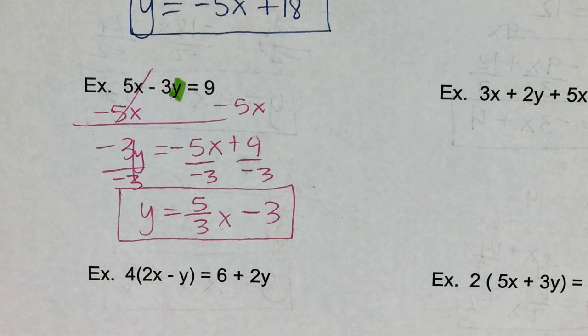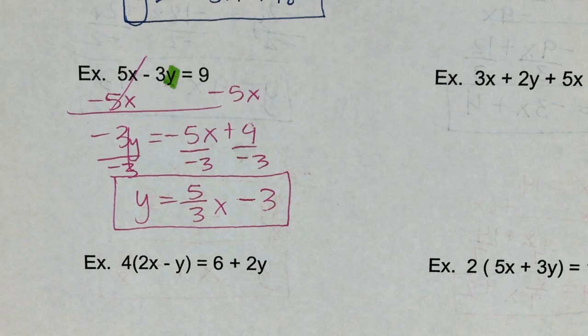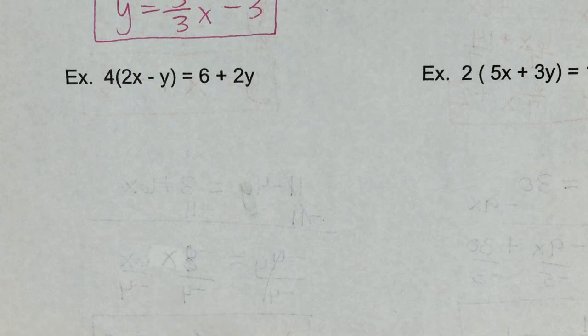You do have to simplify. You would never leave -5 over -3. Two negatives make a positive. What else could I put for -3 though? Plus -3. Exactly the same answer. All right, we're going to do one more and then I'll get you your assignment.